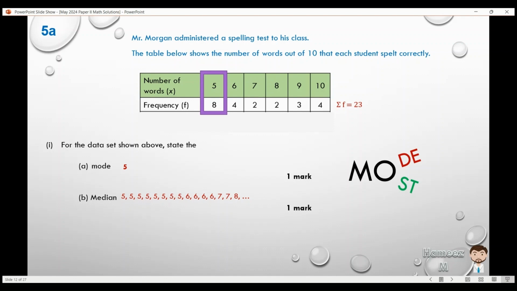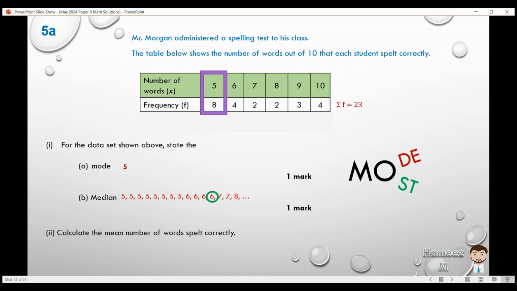So if we're looking for the median, the middle term, which is the 12th term, let's recall that the median or the middle of an odd amount of numbers will be an exact value. So if we had 5 numbers, the middle of that will be 3. As we have 23 numbers, the middle of that will be the 12th term. And that is the last 6. So the median is 6.